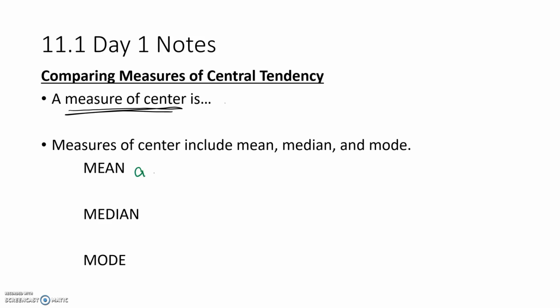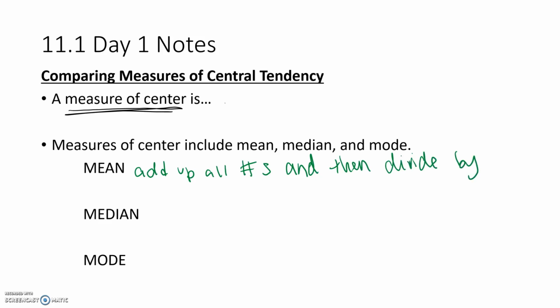So our mean is where we add up all of the numbers and divide by how many numbers we have. Okay, so we're going to add everything together and then divide by the numbers. Sometimes you will see this as the average of something. So if you see mean or average, those are the same things.